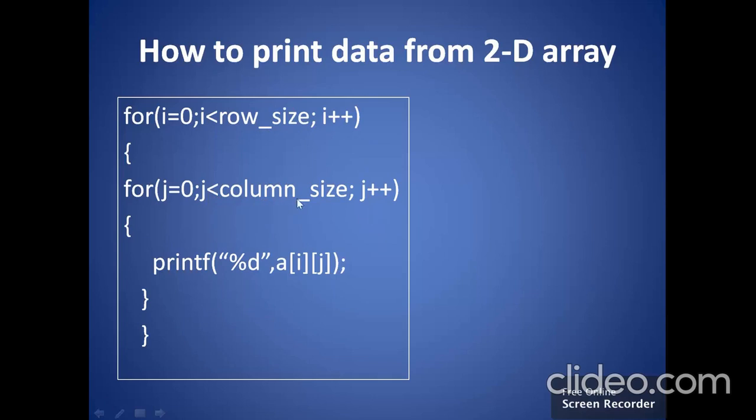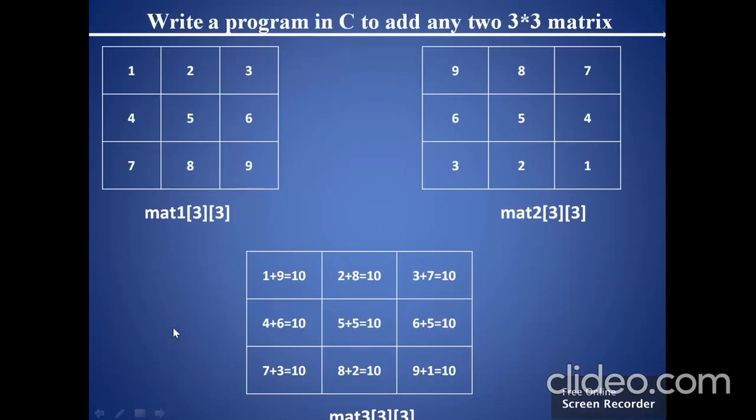The second for loop is used for pointing column. The condition we write inside the second for loop is j equal to 0, j less than column size, then j plus plus. So after these two for loops, the control will come to the printf section. So with the help of nested for loop and a printf function, we can easily print data from the two-dimensional array. The next is we go to a program.